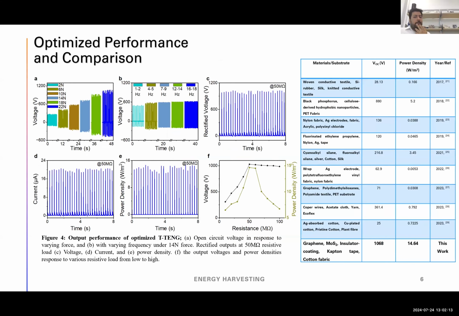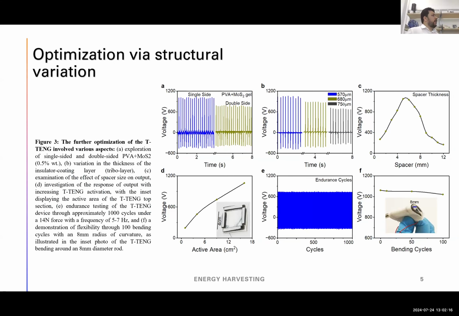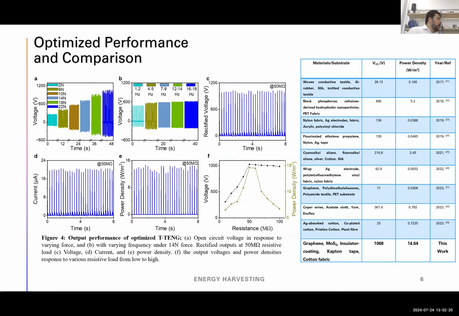So then, after getting structural optimization and 2D material optimization, I tried to characterize the electrical performance of the optimized structure. So I built a device with 0.5 gram per liter concentration of MoS2, single side, and 5.5 mm spacer, those optimized values. And then I checked what happens if we increase the force or stress.